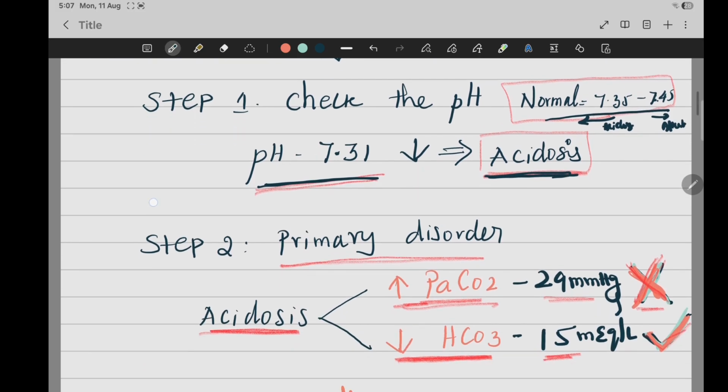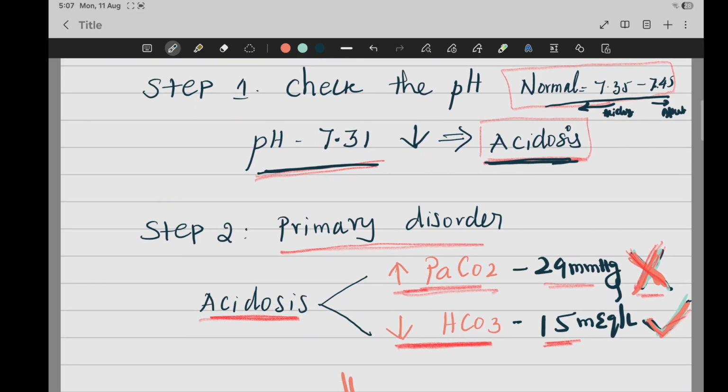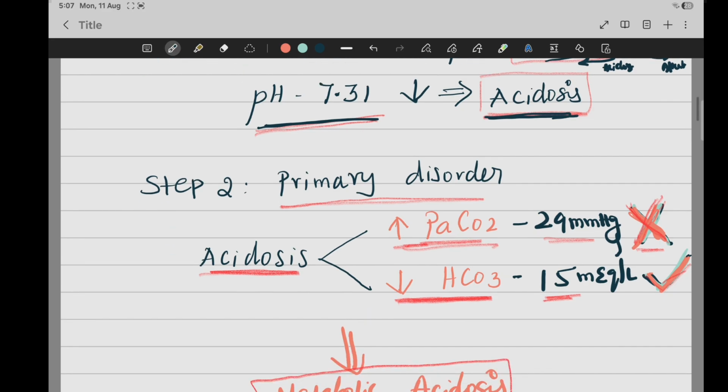Step number 2, we need to find the primary disorder, metabolic side or respiratory side. Once we have found the acidosis, there are two things: either PCO2 goes up, or bicarb comes down. This is a formula. Always remember, in acidosis the PaCO2, the carbon dioxide, climbs to more than 45 and bicarb falls to less than 22.